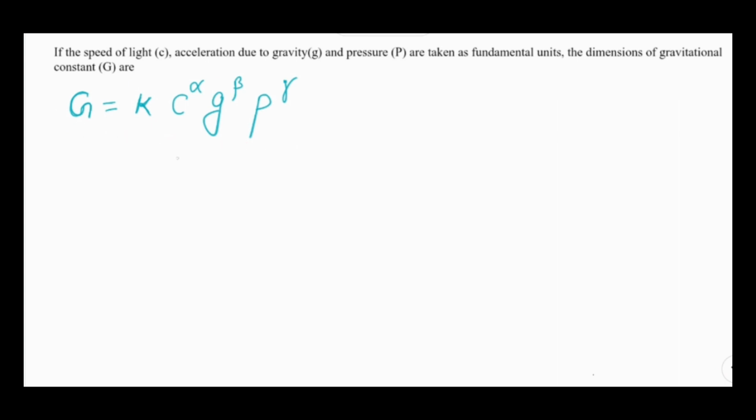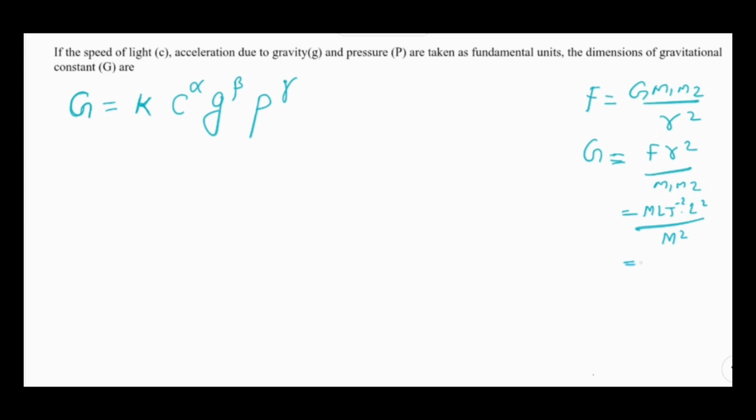Now by dimensional analysis, the dimensions of the left hand side and the right hand side should match. The universal gravitational constant comes from the force F = G m1 m2 / r^2. So I can get the dimensions of G, which will be F into r^2 by m1 m2. F is MLT^-2, r^2 is L^2, and m1 m2 is M^2. So the dimensions of the universal gravitational constant will be M^-1 L^3 T^-2.